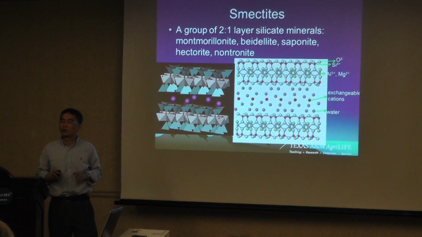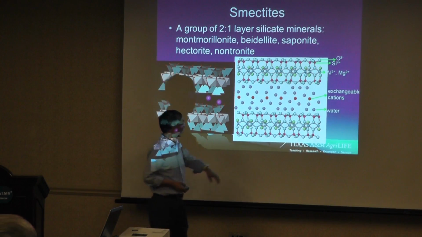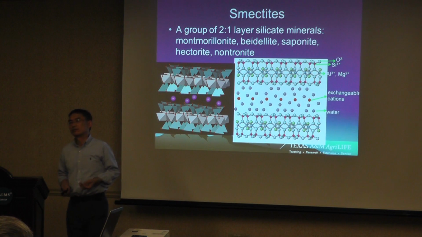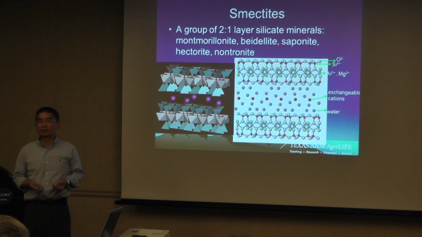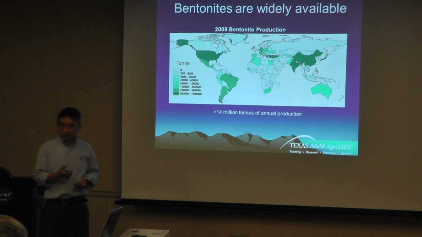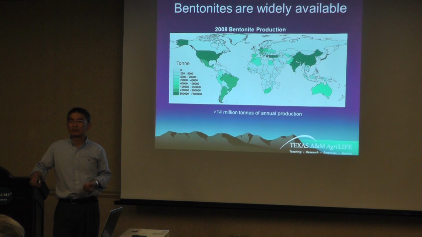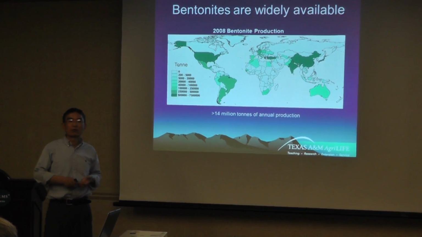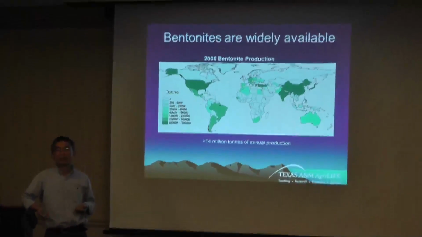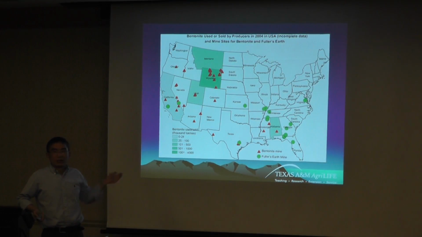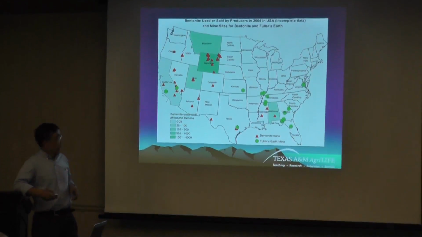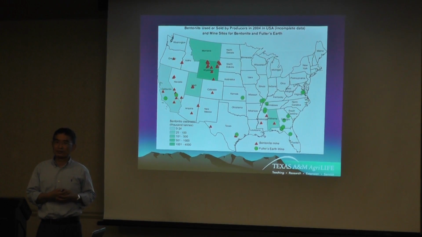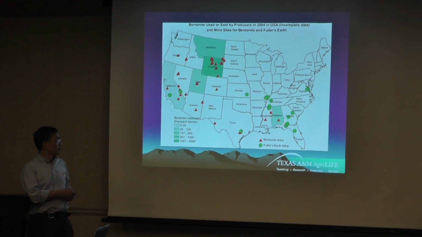What we are trying to do is get the clay to adsorb aflatoxin into the interlayer space, because this is a huge surface area, about 800 square meters per gram. The advantage of using clays is that they are broadly available. There are more than 40 million tons worldwide, and the USA is the largest bentonite producer. Here we have some maps about bentonite. Those red triangles are bentonite mining sites. I also have some green discs.